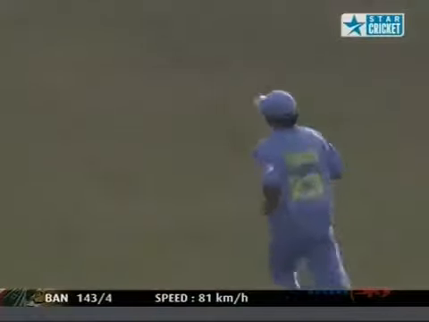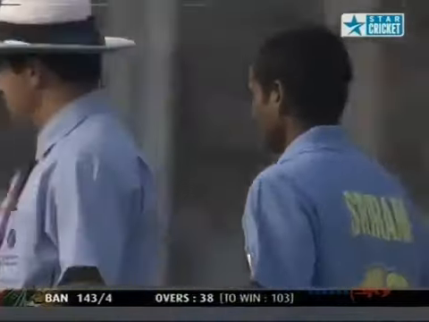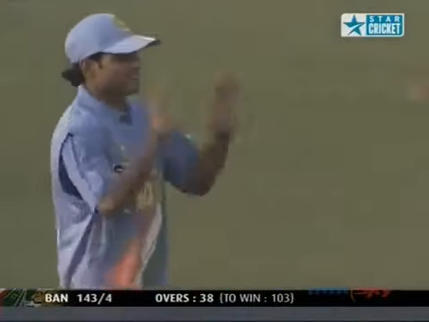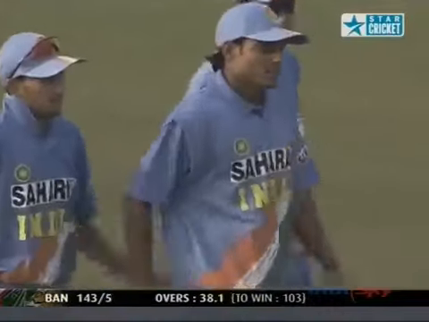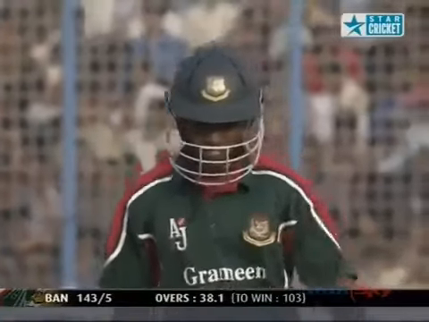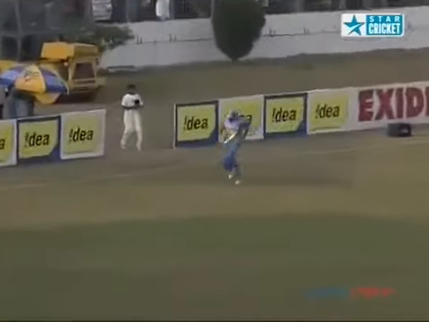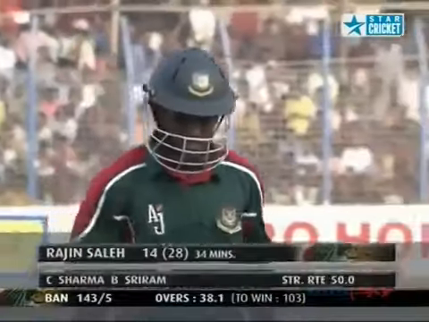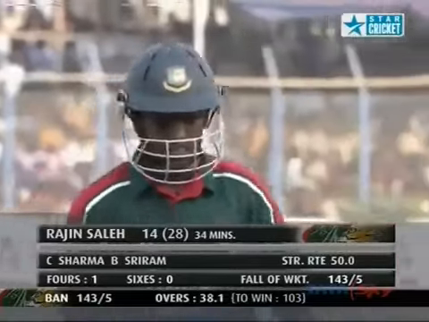Oh, that's a good strike, but he's found the man in the deep. So Rajan Saleh was taking on Sriram. He got the elevation but didn't get the distance. And Jogendra Sharma in the deep takes a good running catch. He always looked in control. Bangladesh have lost half their side. Rajan Saleh trying to accelerate, trying to hit it out of the ground, found the man in the deep. But let me tell you that this is a very good catch. Running, kept his composure and took it comfortably at the end. So Rajan Saleh has to go back for 14. It's 143 for 5.